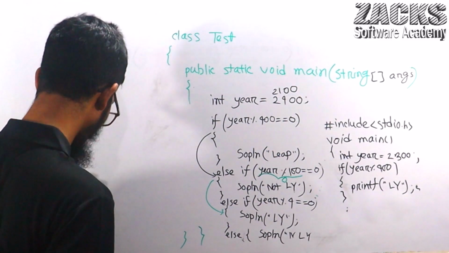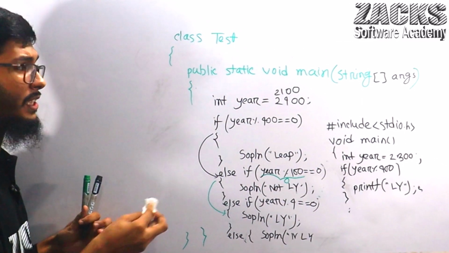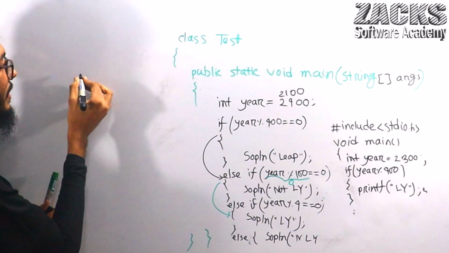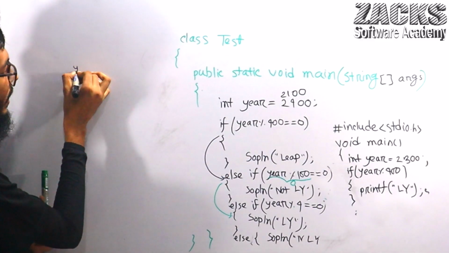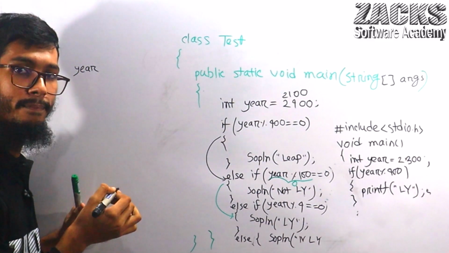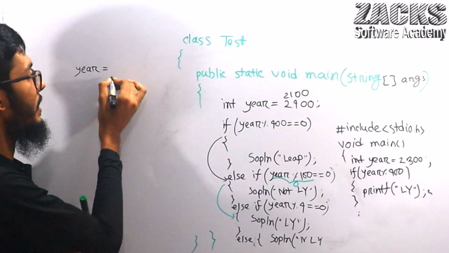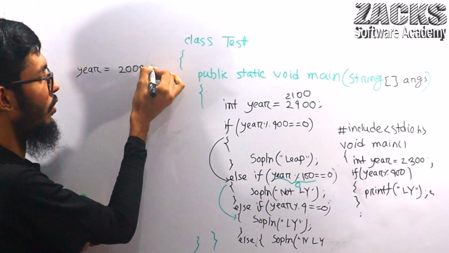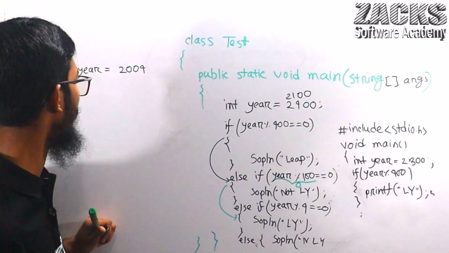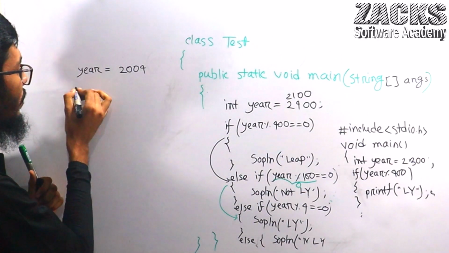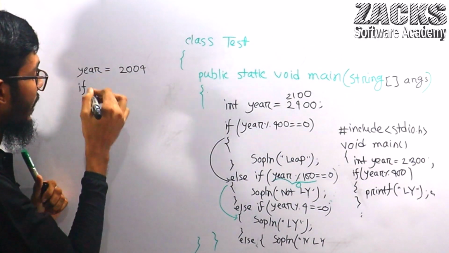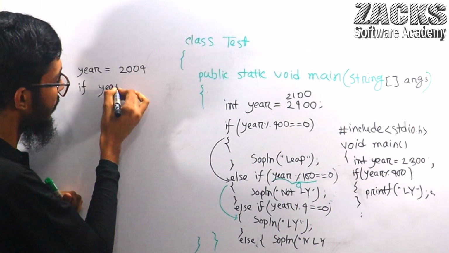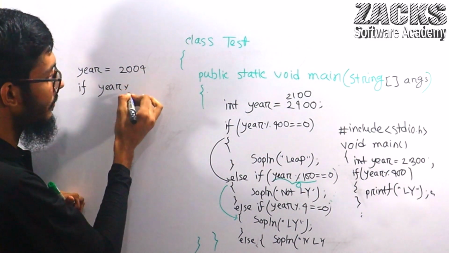Now let me write the Python code here. Is this visible, right? No need to write a main method, simply directly we are taking the year here. No need to define the data type, right? For example, any year like 2004. No need to use a semicolon also. You know the Python code very well. So we are checking the condition now. If, no need to use parentheses also, if this year is divisible by what?